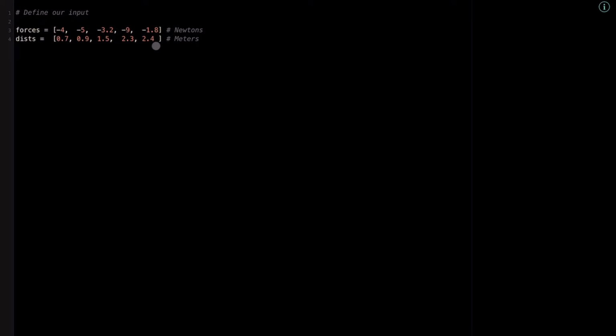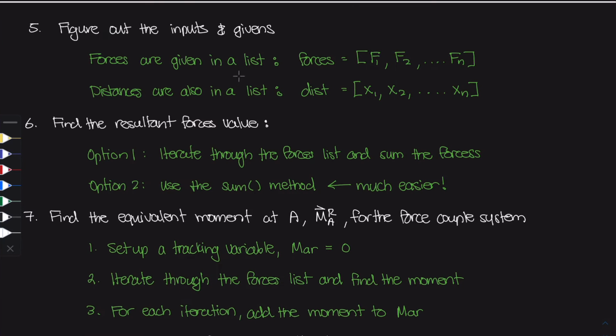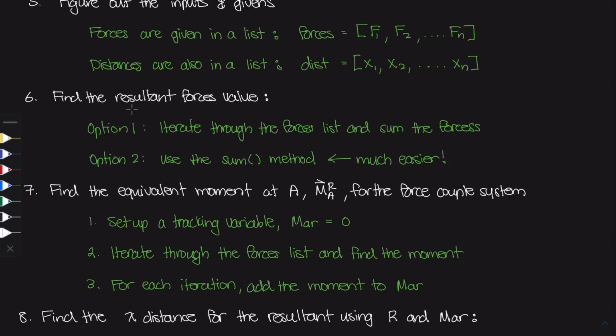So I've formatted these lists so hopefully they're a little bit easy to see. So this -4 force is at a distance of 0.7 meters from the left side of the beam. And the same thing goes for all pairs of these values. Okay, awesome. So that is basically step one, where we just figure out the inputs, which are the forces and the distances.